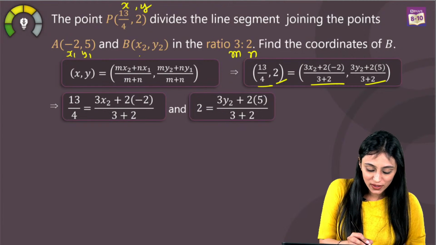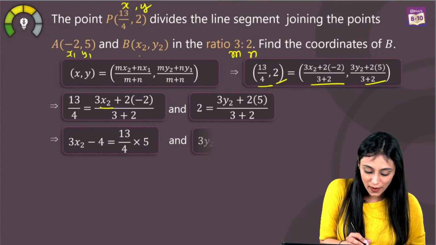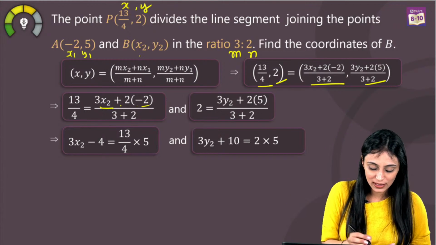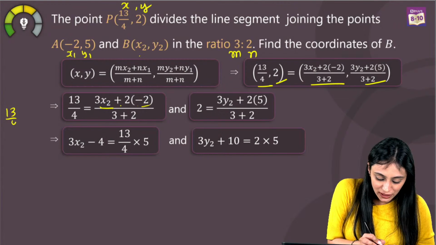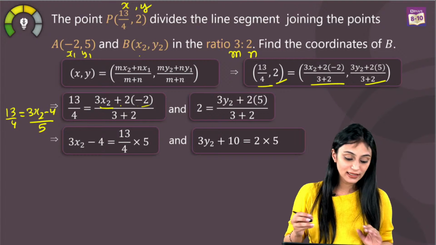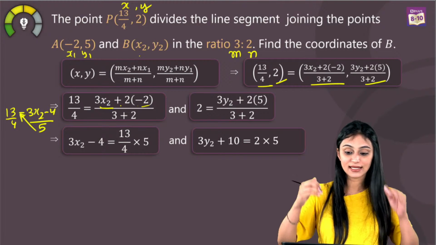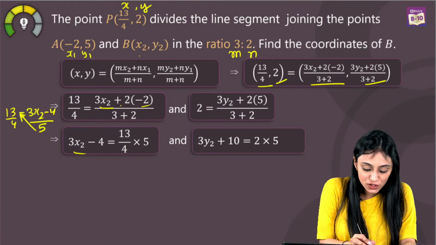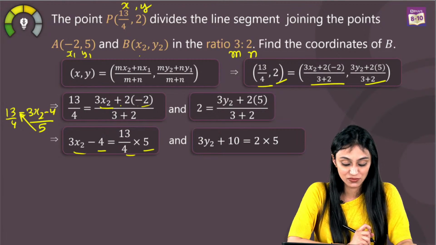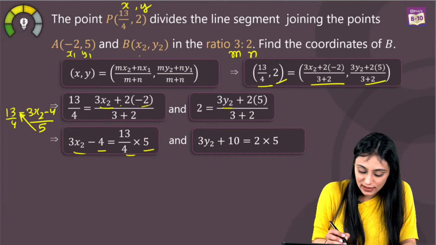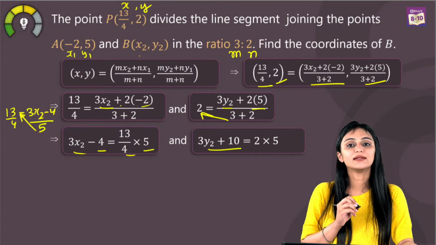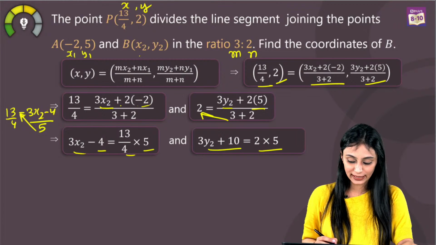So what I'll do here is, we have 3x2 plus 2 minus 2. We will multiply them, you get minus 4. Let me write it down for you here. We have 13 by 4 equals 3x2 minus 4 by 5. Correct? Now if I cross multiply, taking this 5 to the other side, we get 3x2 minus 4 equals 13 by 4 times 5. Similarly, I'll simplify this, 3 by 2 plus 2 times 5, which is going to be 10. Let's take this to the other side. So 2 times 5, that's going to be 10 now, right?